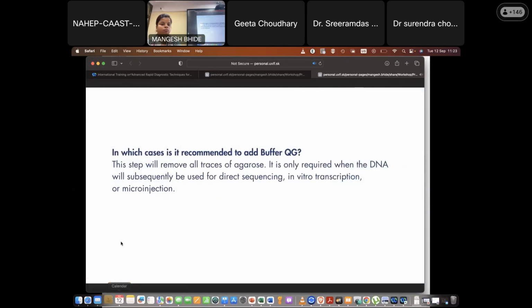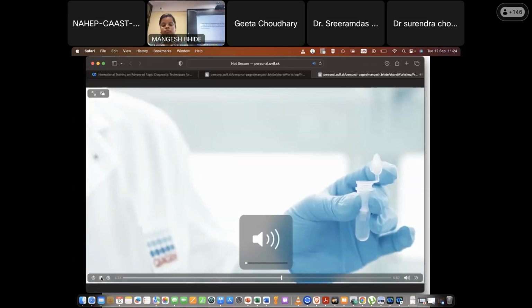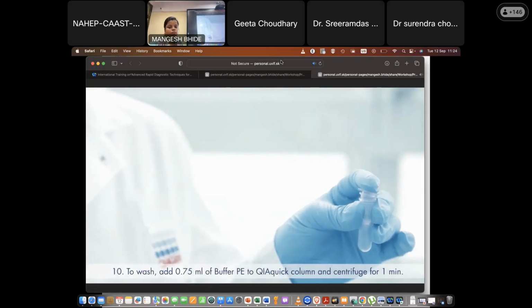Can you stop? So the binding buffer has been added 2 times. First to solubilize the gel, and here what you saw is they added it once more. The addition of binding buffer once more is just to purify your DNA. Any gel or agarose remaining because of the second round of purification, if you add it, whatever is remaining on the filter will go off. Okay. This is the wash.